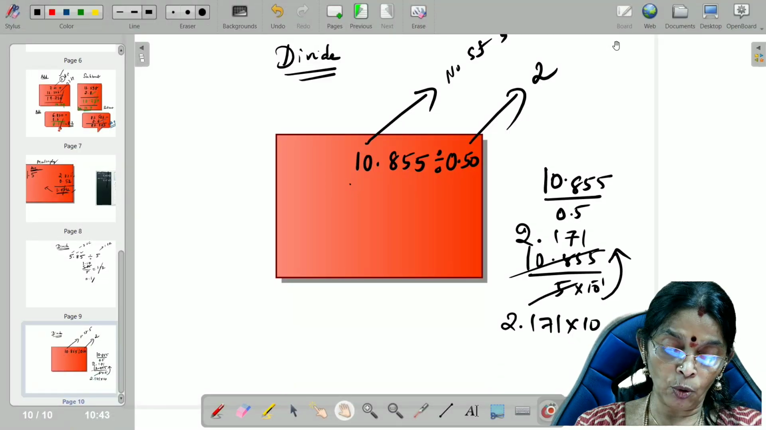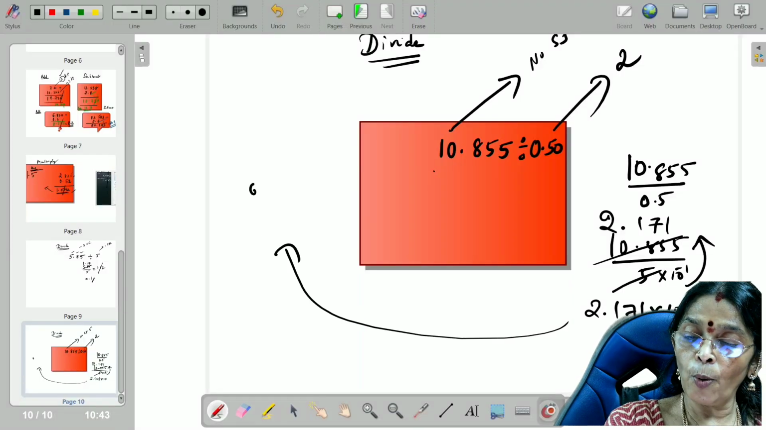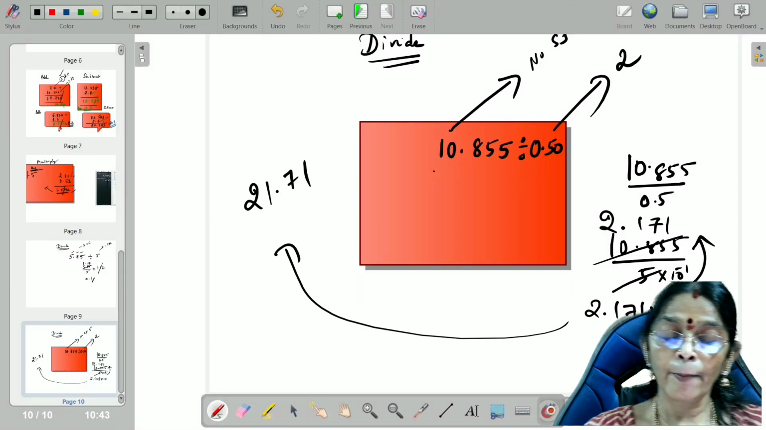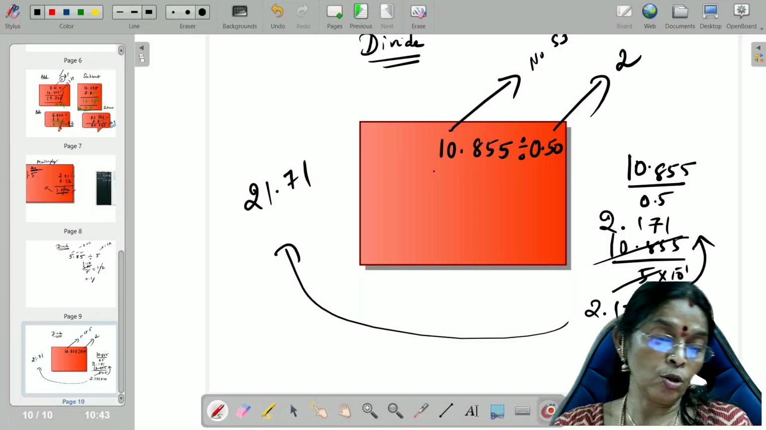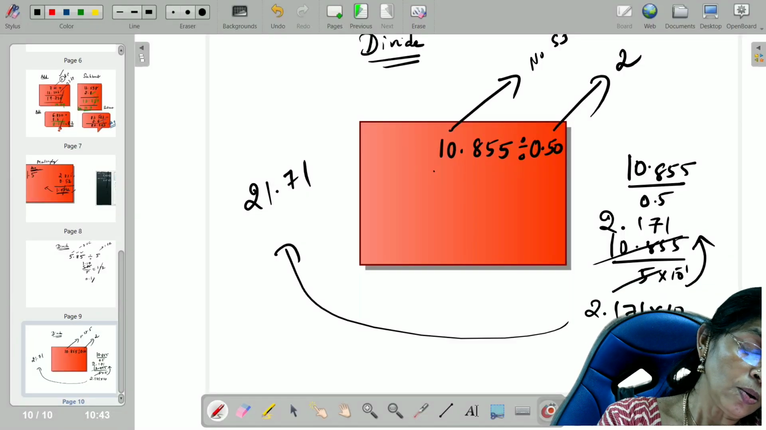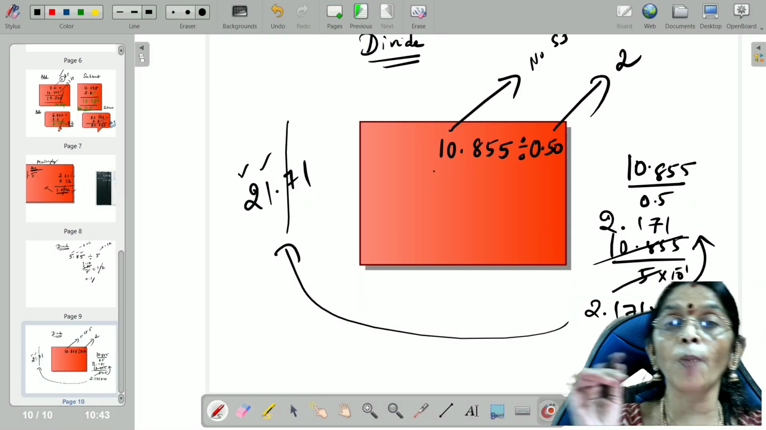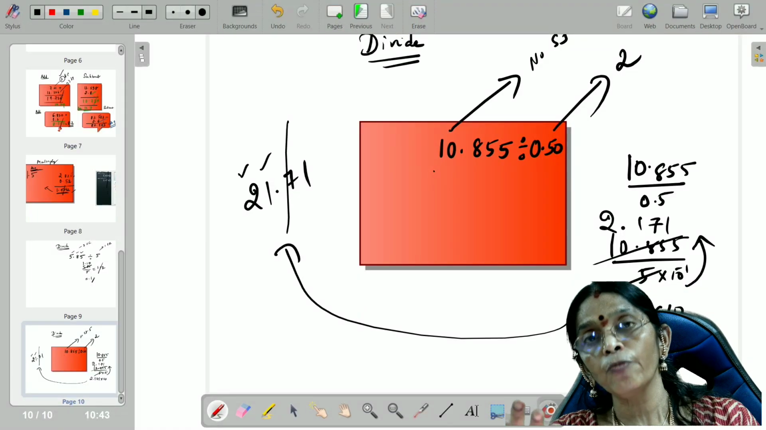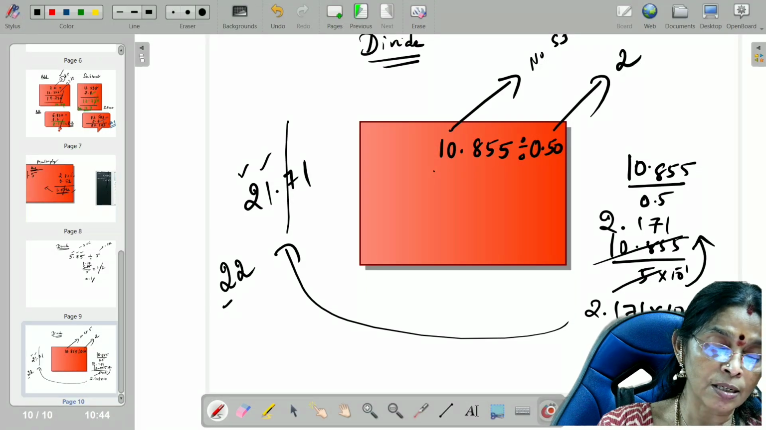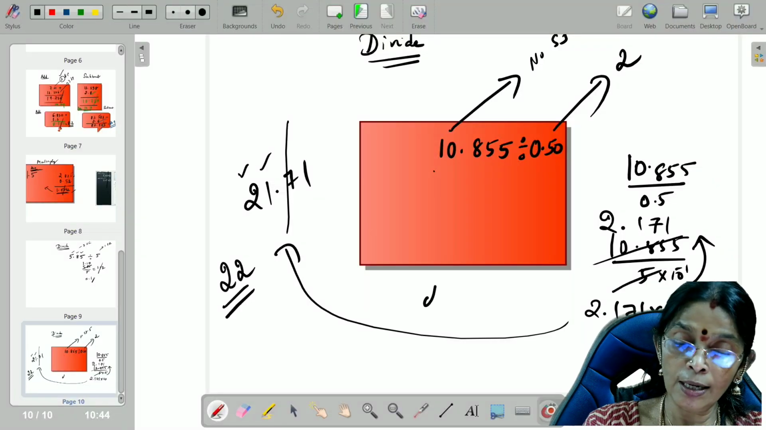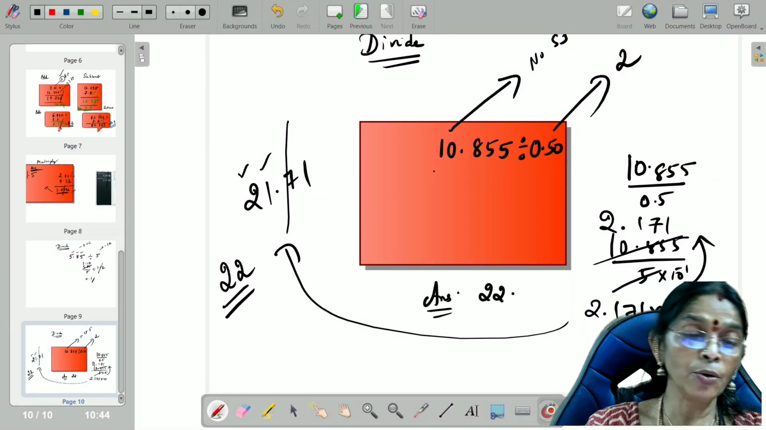So now what should I do? That will be equal to 21.71. But in division, the minimum number of significant figures is 2. So therefore, I have to give the answer with 2. So the digit to be dropped is 7, which is greater than 5. So the preceding digit is increased by 1. So the answer is 22. So answer I have to write as 22. That's all. Do you get it?